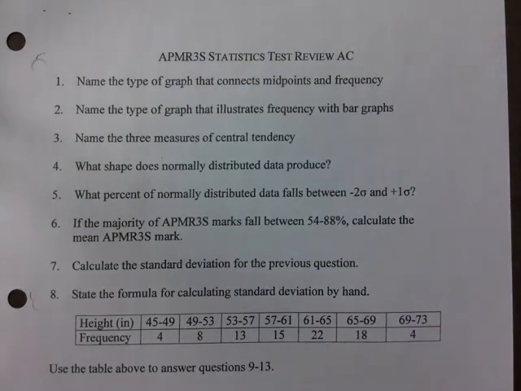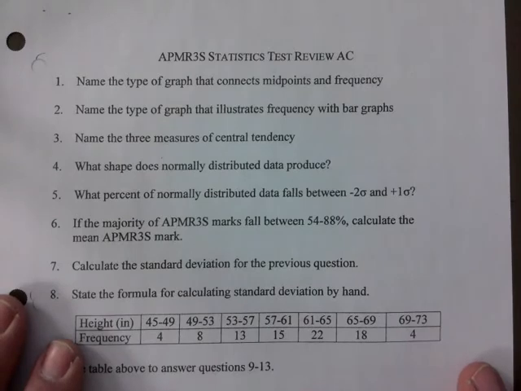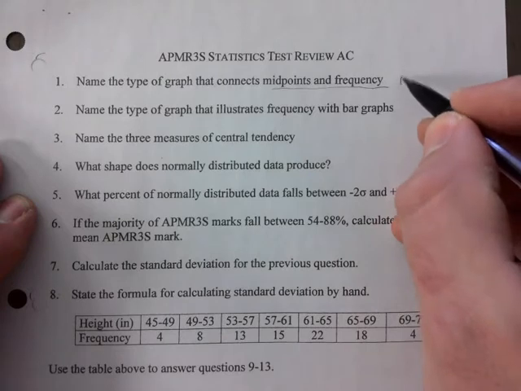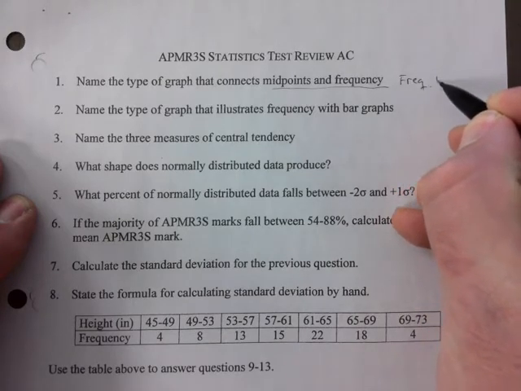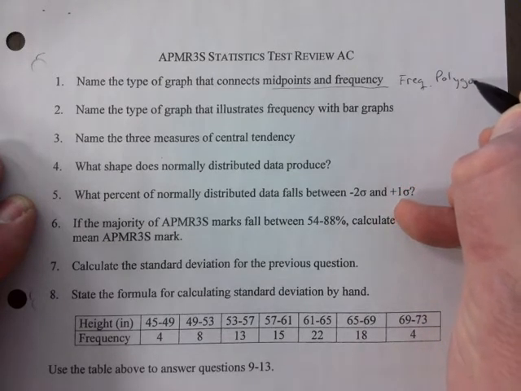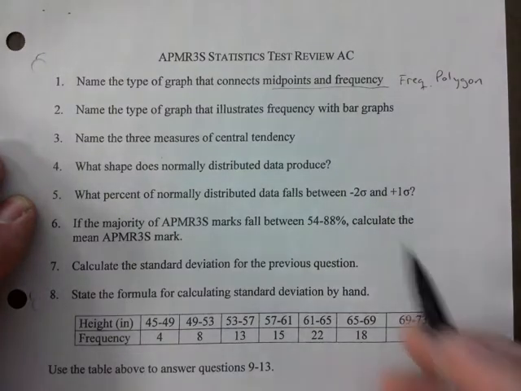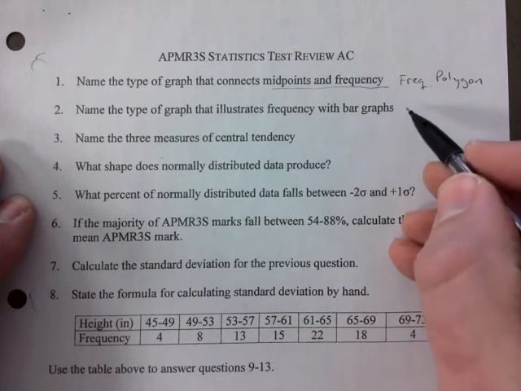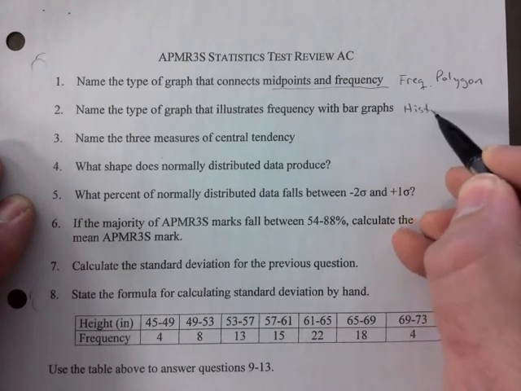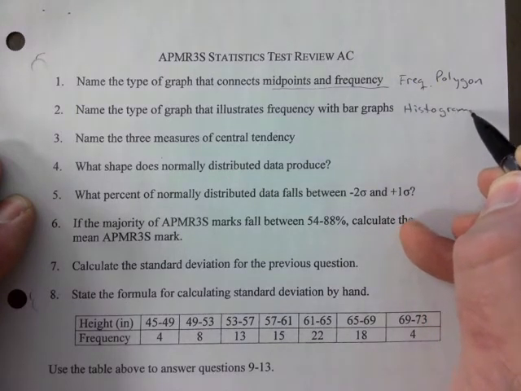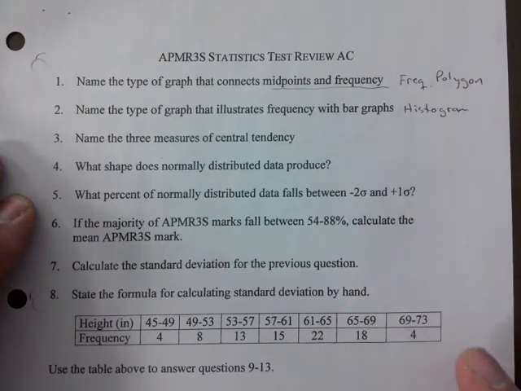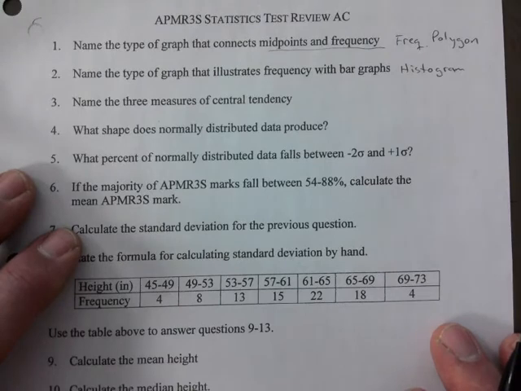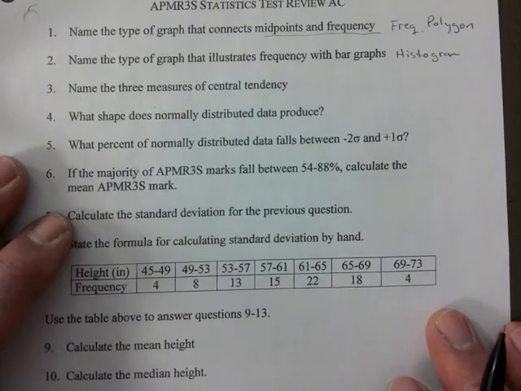Freedom. Okay, name the type of graph that connects midpoints and the frequency. That would be a frequency polygon. That's the line graph where you connect the midpoints, right? Name the type of graph that illustrates a frequency with bars. That's a histogram. You've got to make sure that if I ask you for a histogram, you draw a histogram, okay? That's why I'm reviewing it here real quick.